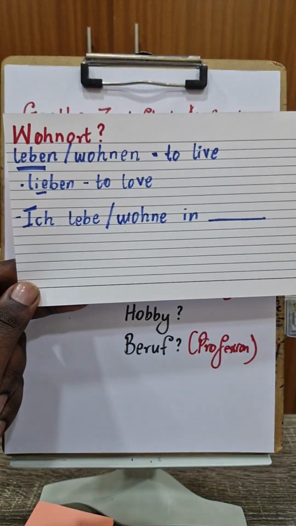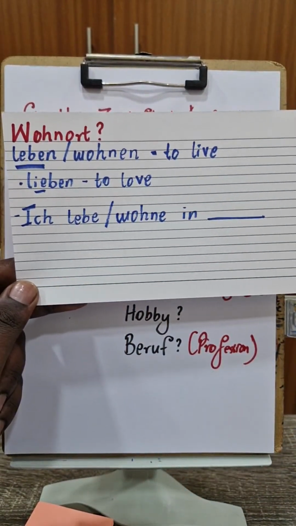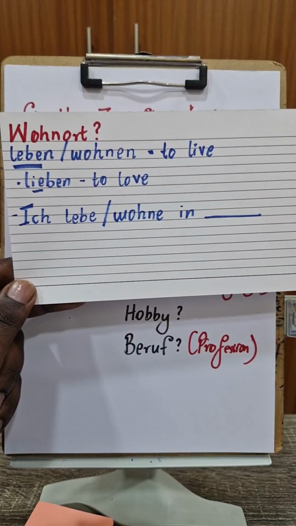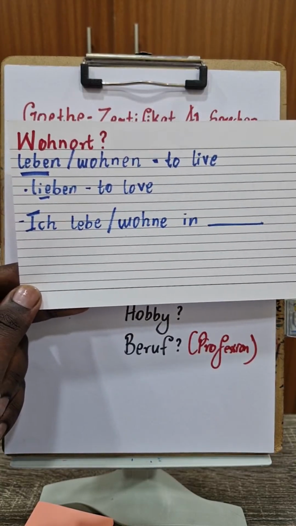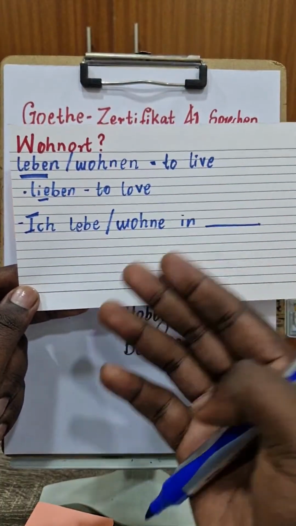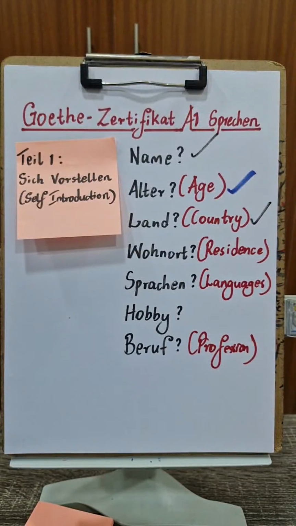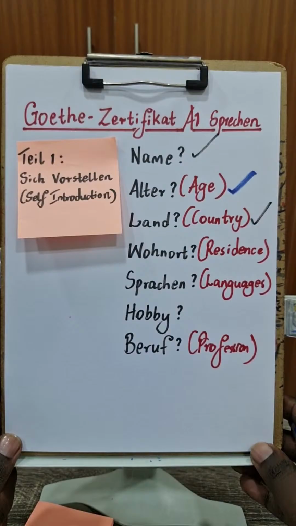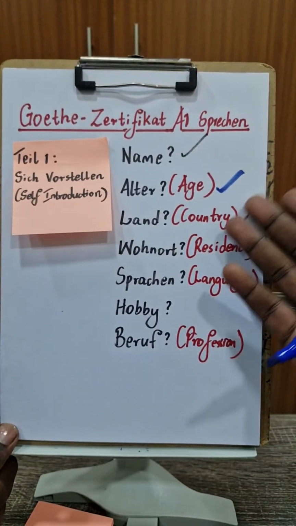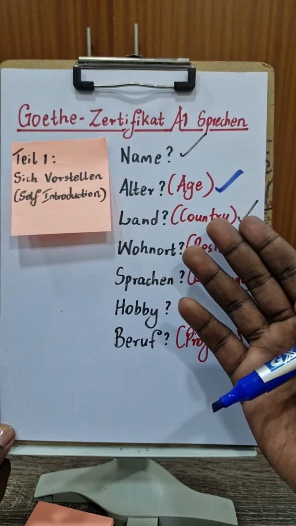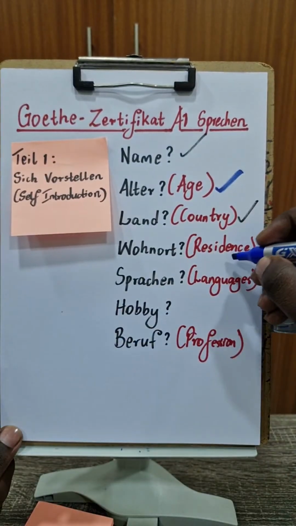I can see there's someone saying all the way from Deutschland. That is, who? Kabel von Deutschland? Ja, ich spreche Deutsch. So, ich lebe in or ich wohne in, and then you would state the place that you live in. Okay? So, that is on Wohnort.